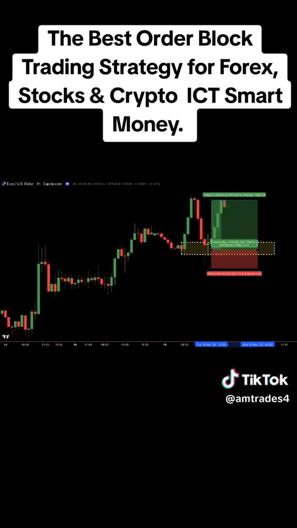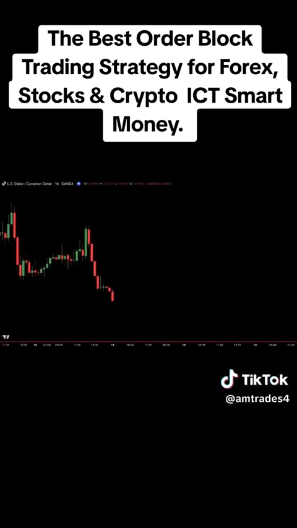From here, it's just a matter of letting the trade play out. Price respects the order block, pushes higher, and eventually hits our target, giving us a clean 2-to-1 trade. This is a textbook example of how powerful order blocks can be when combined with market structure and multi-time frame analysis. Now, let's flip things around and look at a bearish scenario.